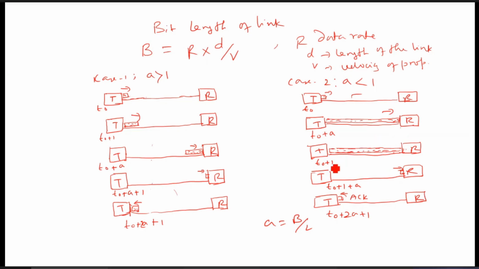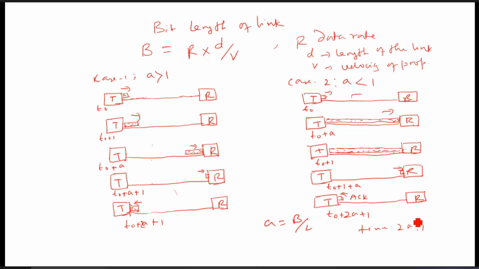At t0 plus 1 it completes the transmission, and the frame is completely absorbed by r at t0 plus 1 plus a. When r receives the complete frame, it immediately sends the acknowledgement, which arrives at station t at t0 plus 2a plus 1. So the total time elapsed is 2a plus 1, isn't it?